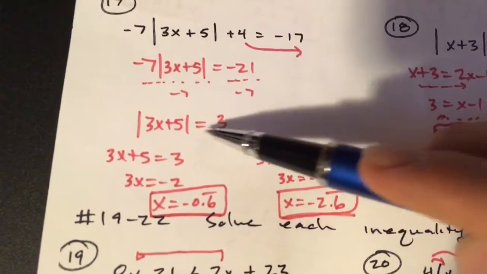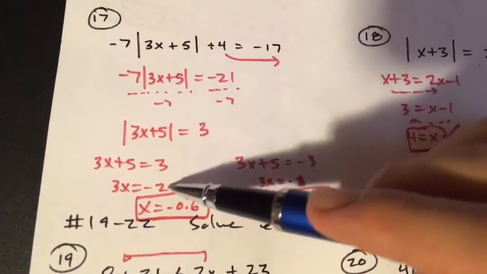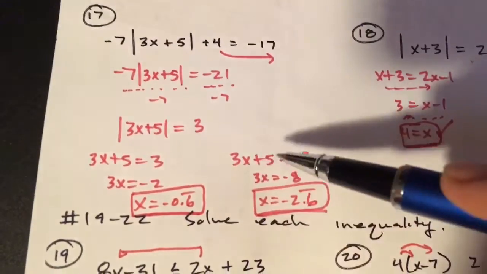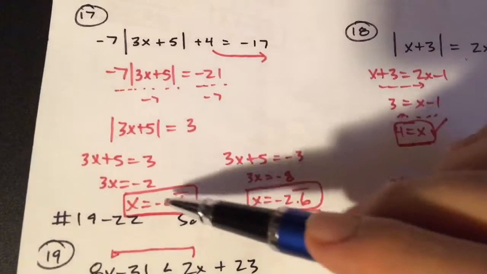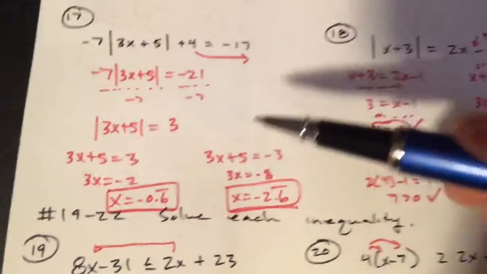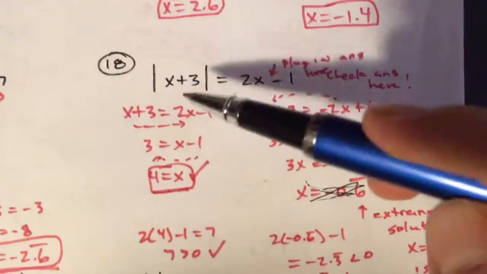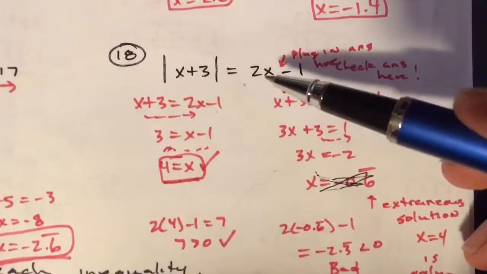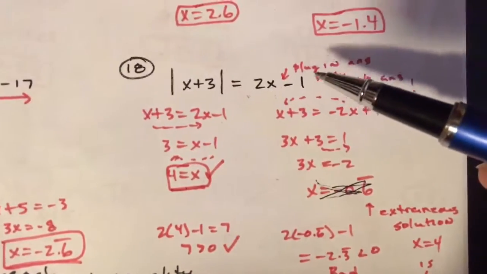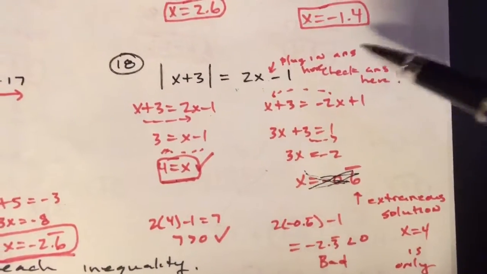3x plus 5 equals 3. That's in the absolute value, of course. So then you have your 2 equations. Subtract 5 from both, and then divide by 3. Guys, you have to check your solutions when you have x's on both sides. If variables are on both sides, you want to make sure to plug in your answers right here.